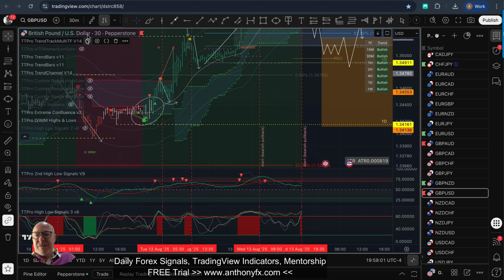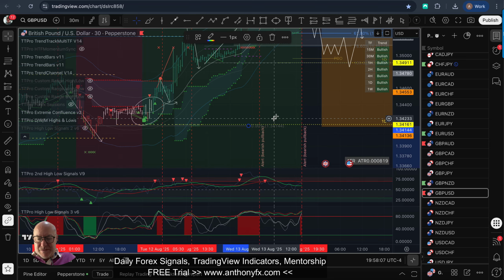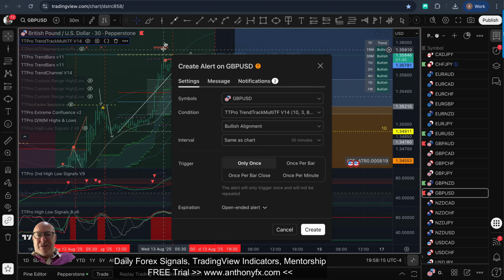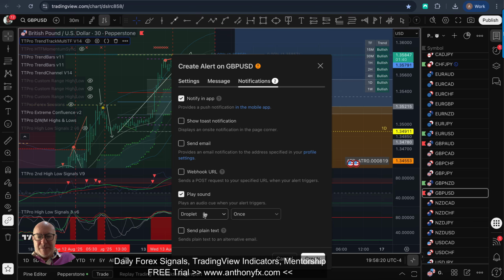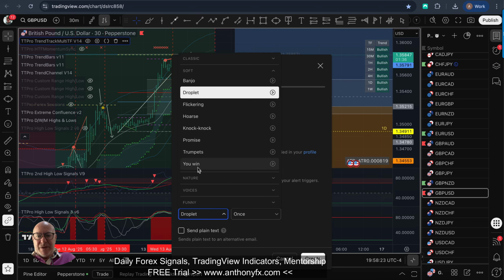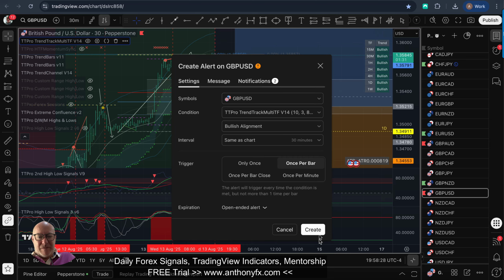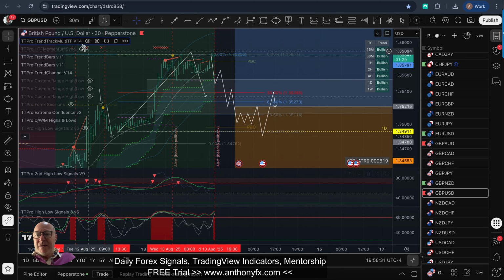And this one here, okay, red turns green, right? So what I want is this to pull back, turn red and then go green again. And so you can set this one as well. Add alert on this one, bullish alignment once per bar, and I want that to make a bit of noise. Let's go classic, right? Thin sound, so it's different. Create. So this trend track multi will only fire if it turns red and then green, and it'll give us the green alert.